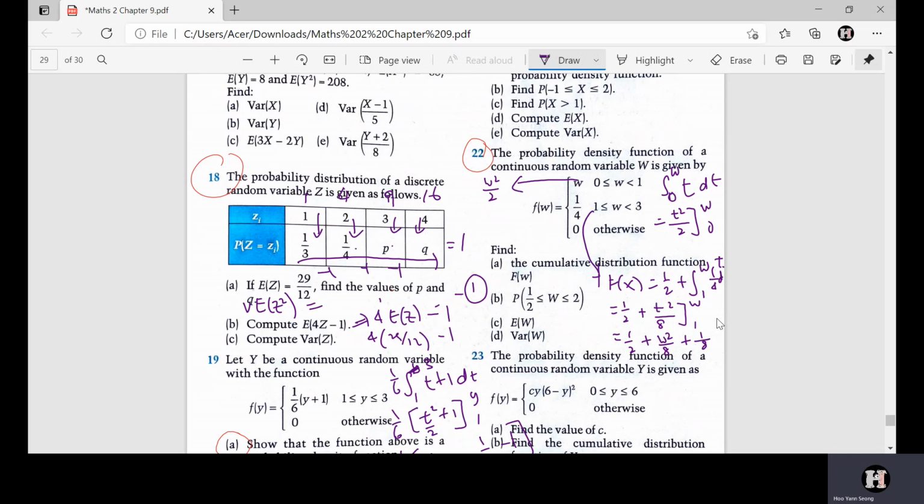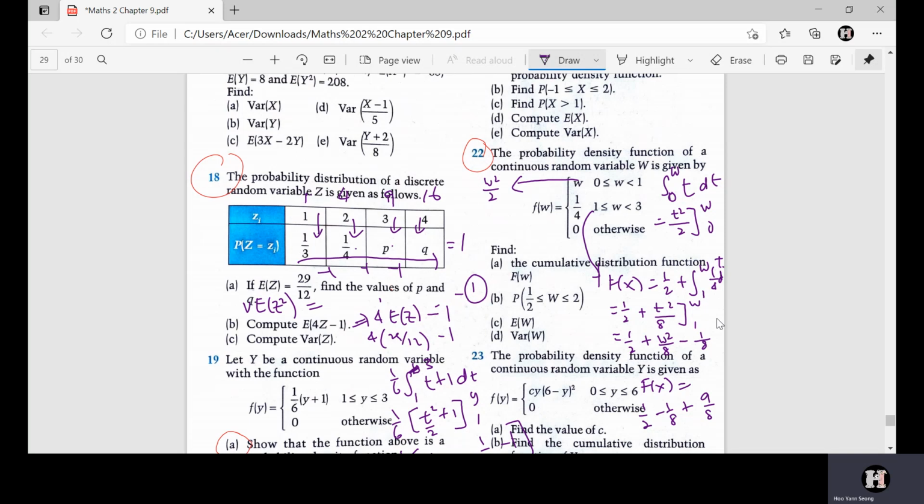Now how do you want to show this one is a density? What is the next one? F(x), so substitute 3 inside here. So you will have 1 over 2, sorry, this one actually is a minus. So 1 over 2 minus 1 over 8 plus 3 over 2, actually 9 over 8. Why do I still have 1 over 2? Then you calculate back. So this is how you want to find your cumulative distribution.